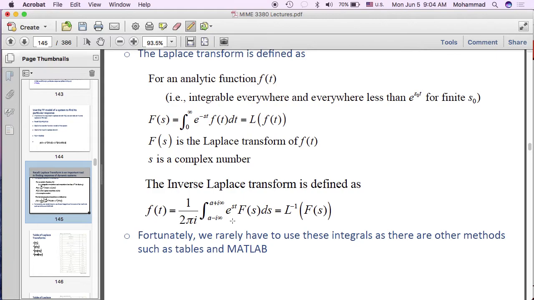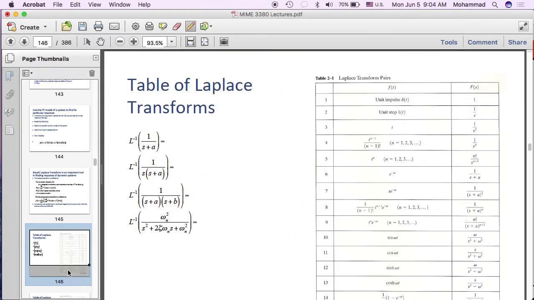But rarely do we do these integrations. Either we use tables, or MATLAB can even find Laplace and inverse Laplace. Okay, so assuming that we have these tables, one of the major steps is to find inverse Laplace of functions. So I'm going to ask you to use the table and find the inverse of 1 over s plus a. What is the inverse Laplace of 1 over s plus a?